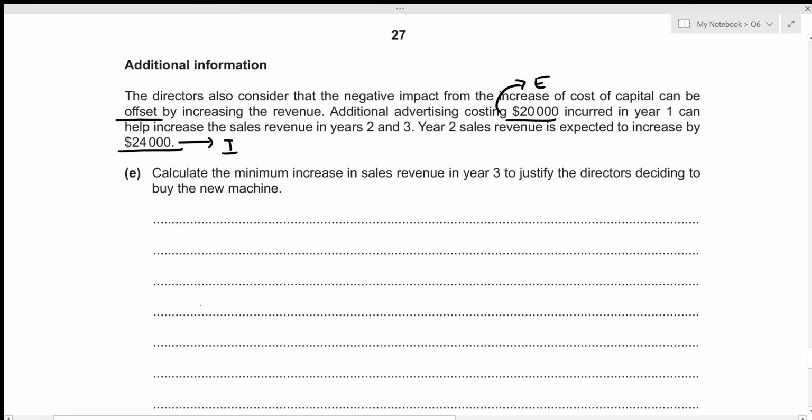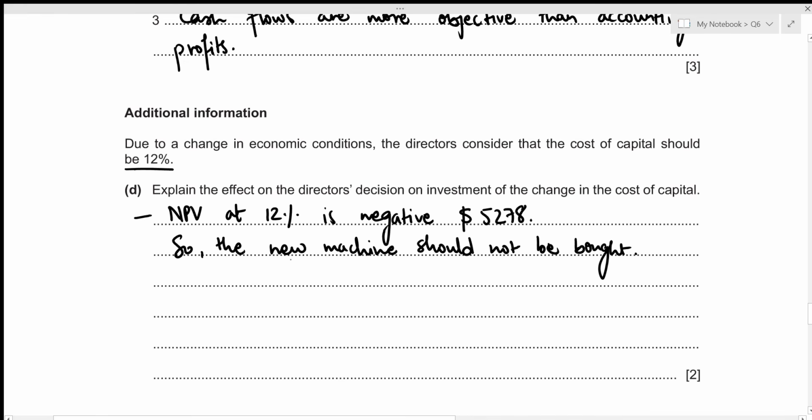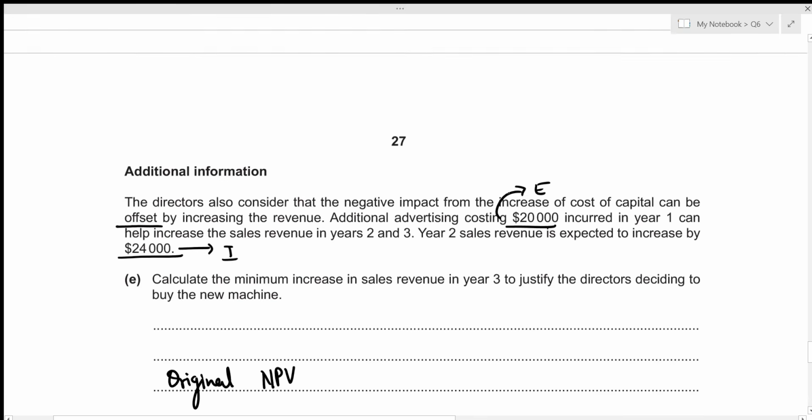Okay, now we need to calculate the minimum increase in sales revenue in year 3 to justify the directors deciding to buy the new machine. So what this question says is that we now require our new net present value to be that of 0, because we need to tilt our net present value from a negative amount to a positive amount, and 0 is better than a negative amount, right? And in order to do so, we can start with our original net present value at 12%, and that we just figured out above to be negative 5,278. Let's start with this amount.